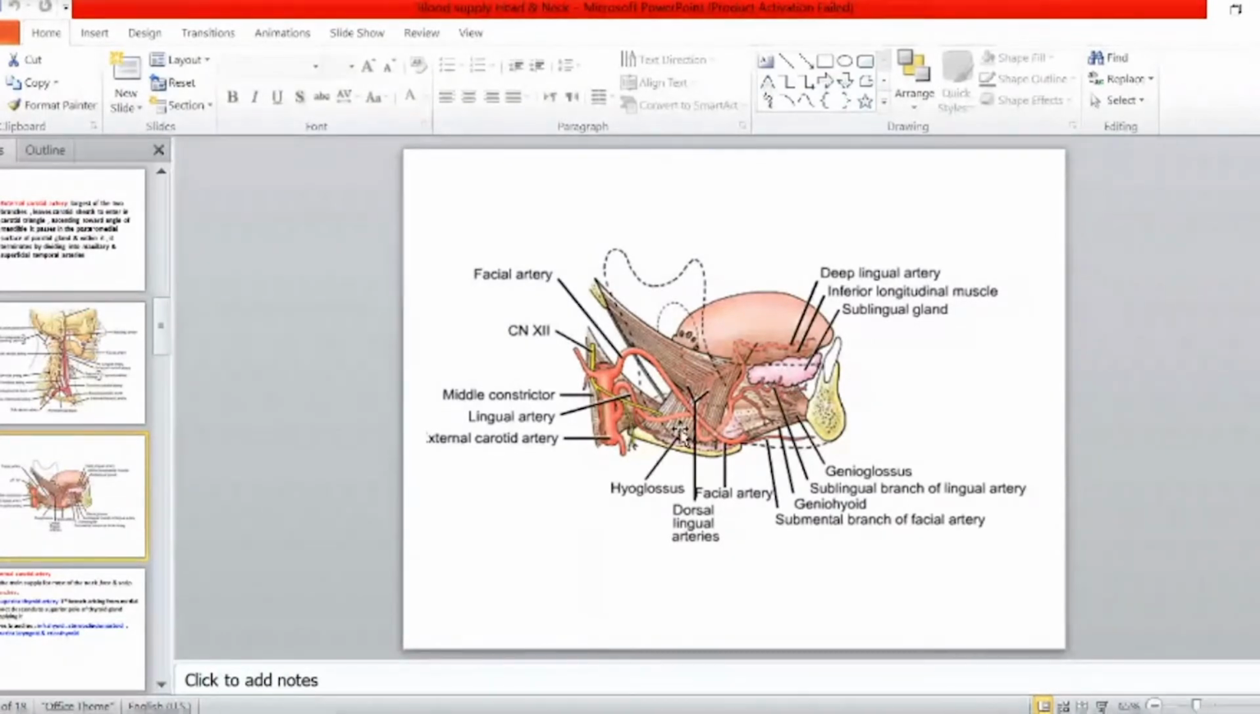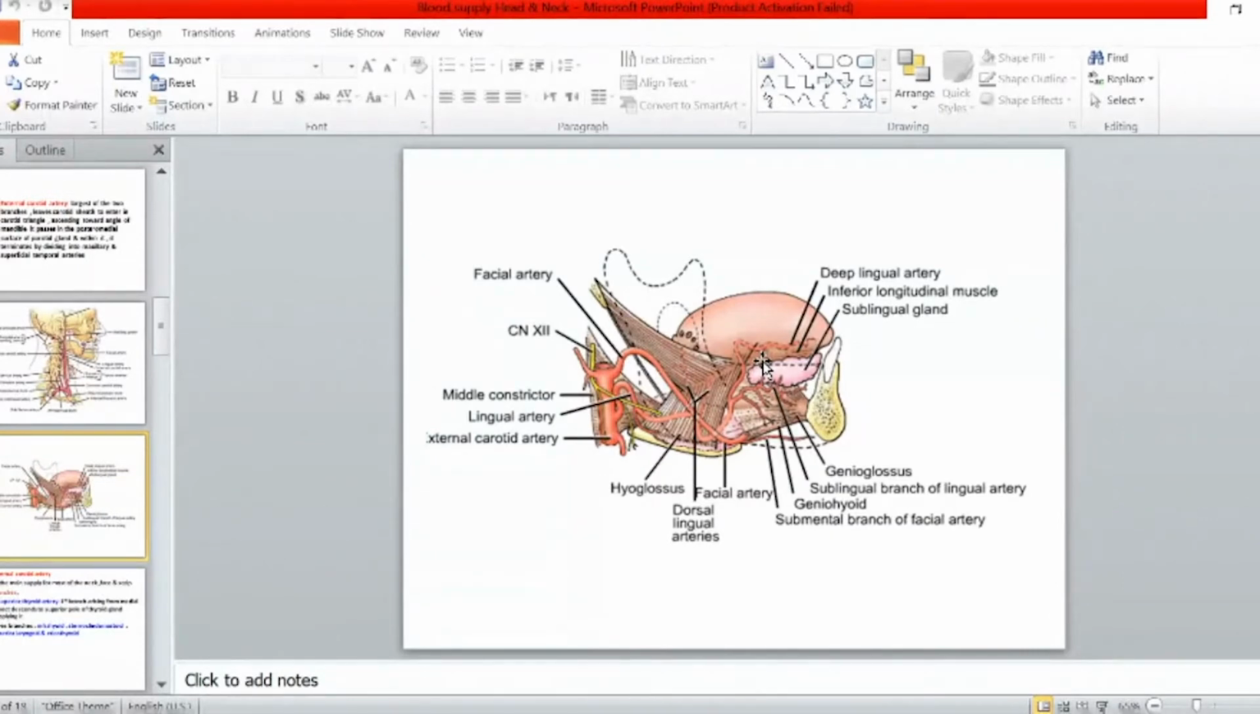As it is behind, or deep to, the hyoglossus, it gives rise to the dorsal lingual artery, which supplies the posterior 1/3 of the tongue. It also gives rise to a sublingual branch for the supply of the sublingual salivary gland and the floor of the oral cavity, and continues on the deep surface of the anterior 2/3 of the tongue as the deep lingual artery, supplying the tongue.